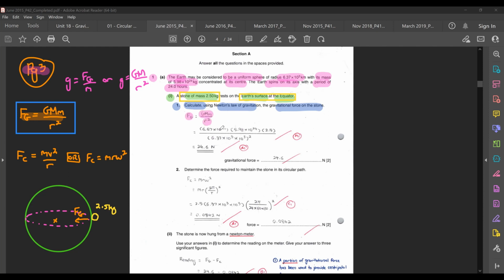The big G is your value that you can get from your data sheet. Your big M and small m, which is the mass of the Earth and the mass of the stone respectively, you also know. Then you divide it by your separation squared. Your separation is really just the radius of the Earth because your object is resting on the surface. Okay, so the separation between your two masses is really just the radius of the Earth itself. So let me just try and draw it out. Your R is really just the radius of the Earth.